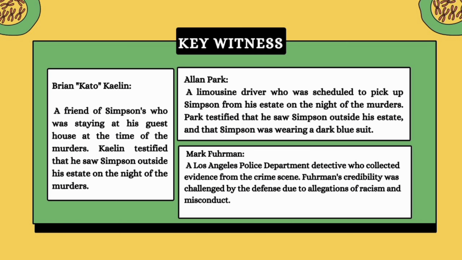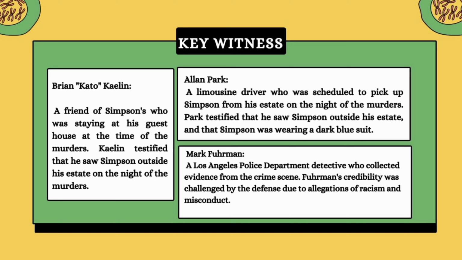Now we can see that there are a few key witnesses of the particular case. Brian Kato Kaelin, a friend of Simpson's who was staying at his guest house at the time of the murder. Kaelin testified that he saw Simpson outside his estate on the night of the murder. Second is Allan Park, a limousine driver who was scheduled to pick up Simpson from his estate on the night of the murder. Park testified that he saw Simpson outside his estate and that Simpson was wearing a dark blue suit.